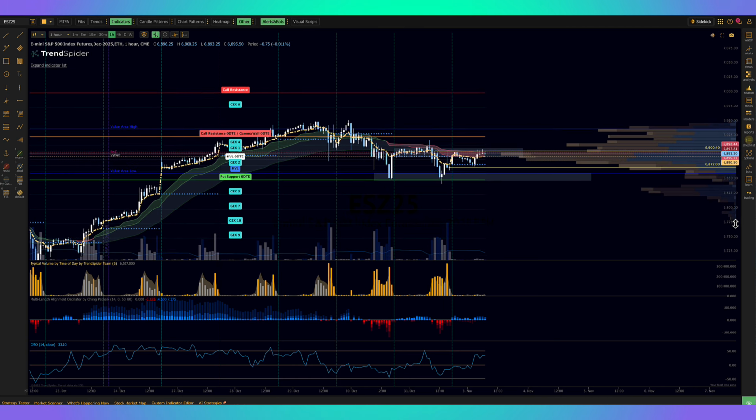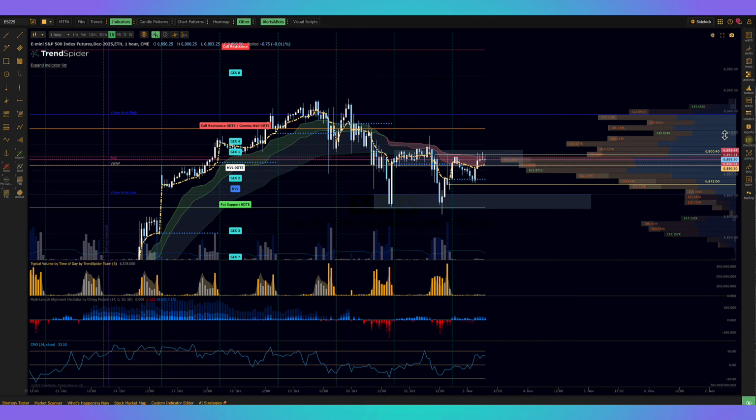If I squeeze the chart in, we can easily see that we're compressing, right? We are sitting in a range. We broke out after the news, but we still do not have the gap fill, right?